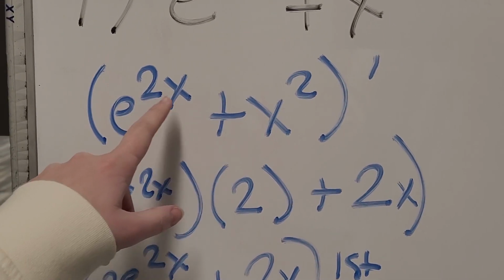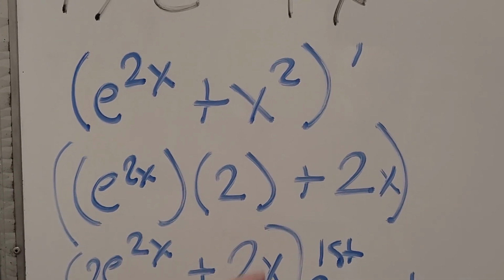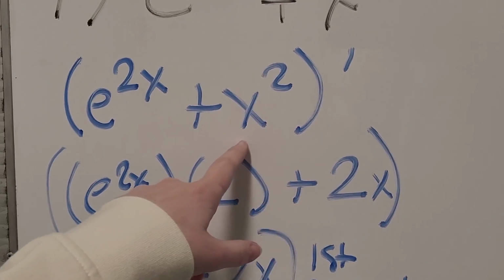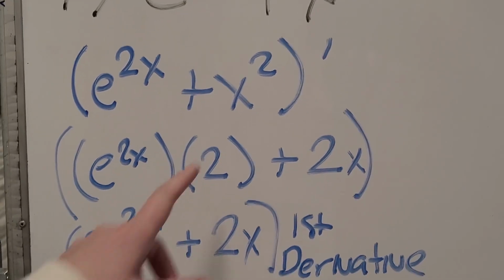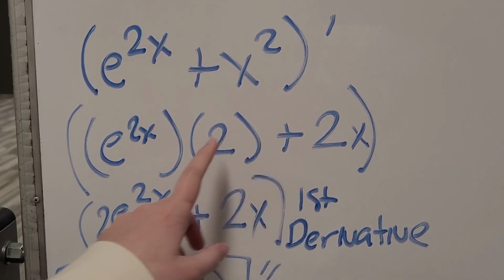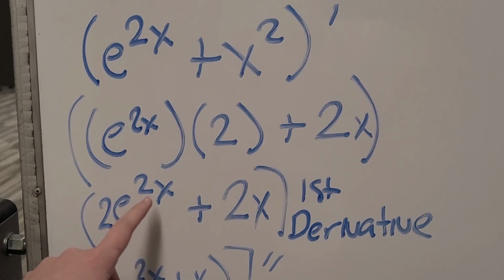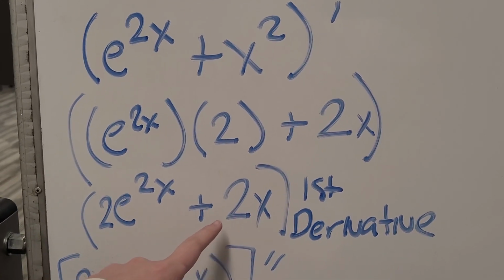And of course 2x, and then imagine it had a 1, well that'll just be 2. Plus, and then you can easily just derive this, which is 2x, because x to the first power is still x. So then you do 2 times e to the 2x, which equals 2e to the 2x plus 2x.